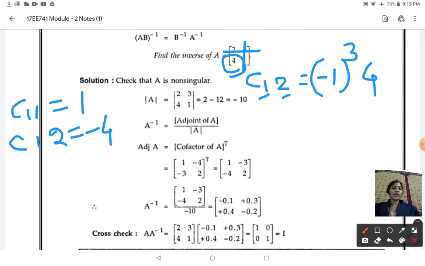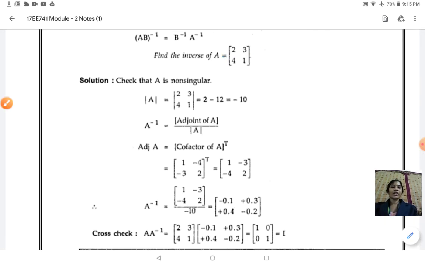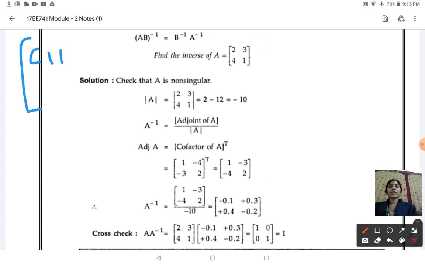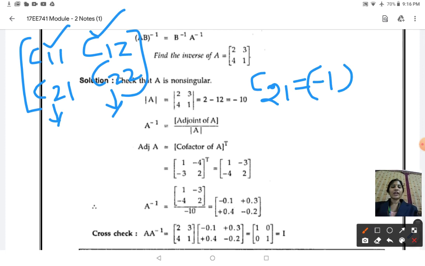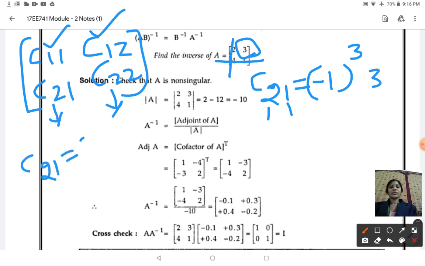Now we need to obtain C21. We have identified C11 and C12, because we need to identify C11, C12, C21, and C22. So to identify C21, the formula is minus 1 to the power of i plus j. Here i plus j means 2 plus 1, which is 3. In this, the second row and first column you should cut. If you cut the second row and first column, you get the minor of the element as 3. Therefore, C21 is equal to minus 3.